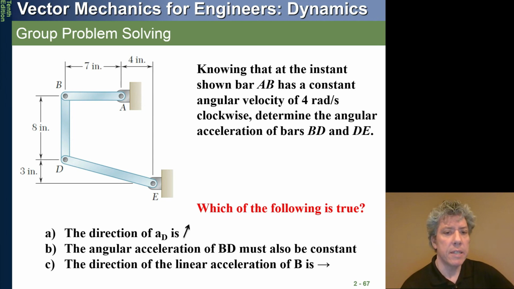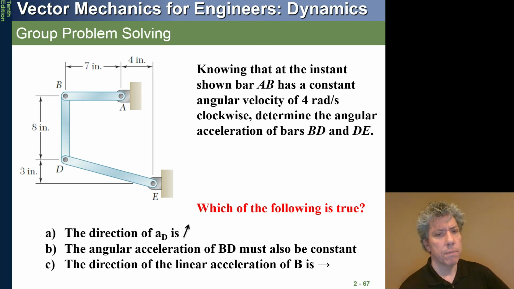A, the direction of AD, the acceleration of point D, is up and to the right. Here they're trying to trick you. That's certainly the direction of the velocity of point D, but the acceleration would have to have a normal component, right? In fact, A is not even possible, because if DE is accelerating, then what they've drawn here only represents the tangential piece of acceleration. DE is certainly rotating, and therefore there must be a component that's normal, so there's no way that A is correct. B, the angular acceleration of BD must also be constant.